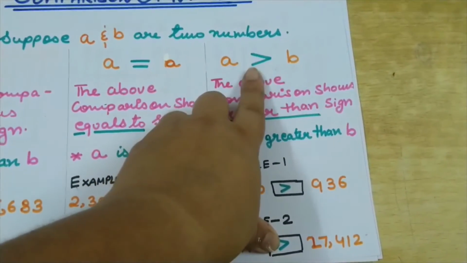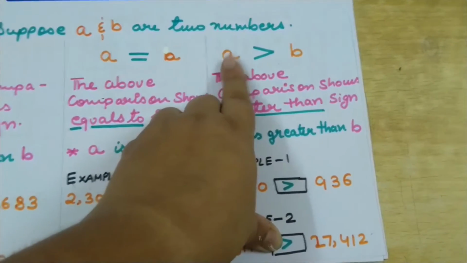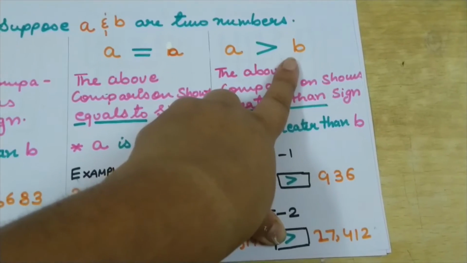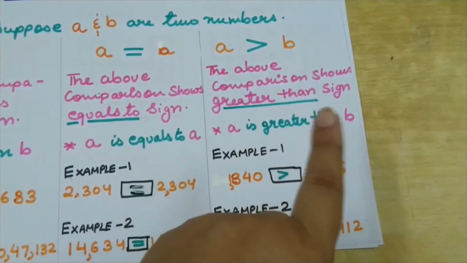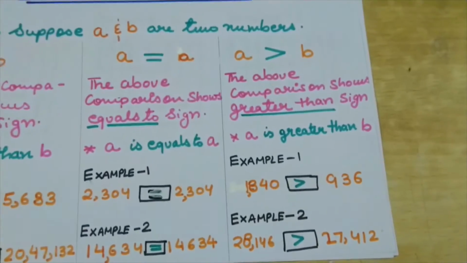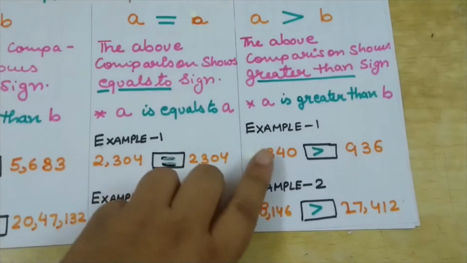A. Mouth is open towards A. Guess, children, what it should be? This is greater than B. So if you can see, the above expression shows the greater than sign. A is greater than B. Let's take one example.